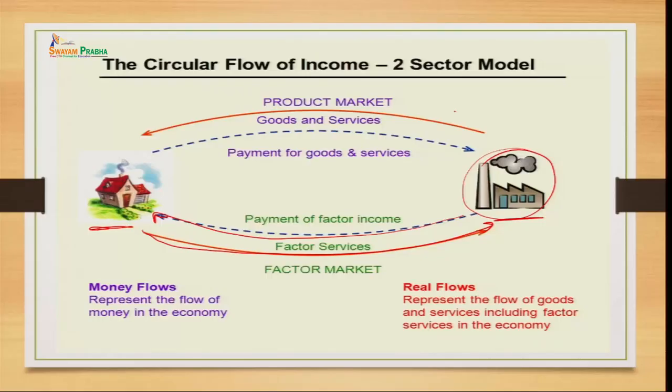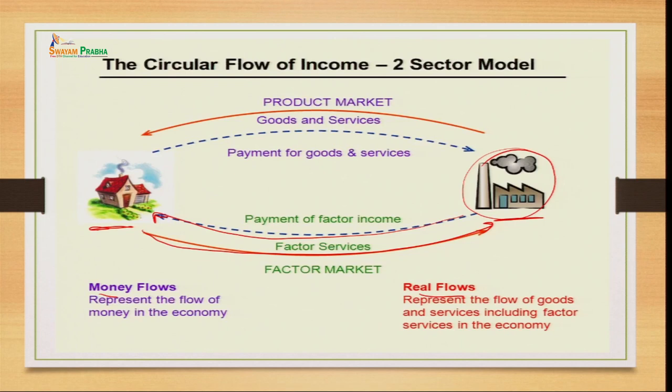So here we have two types of flow which we can see. One is called money flow and the other is called real flow, right? Money flow is in the form of money, when you receive payment for the factor services you are providing, and when you make payment for goods and services which you are purchasing from the firms, right? Whereas real flow is in physical form, where you provide factor services to the firms, and you get goods and services in return for the payment which you are making.